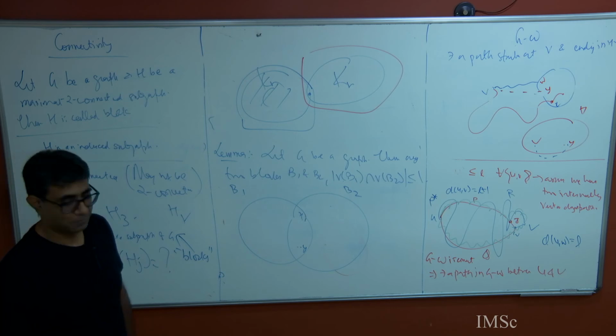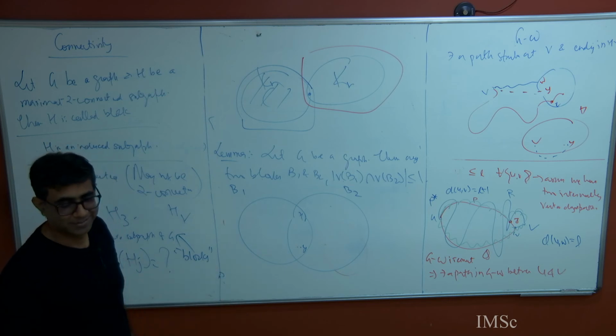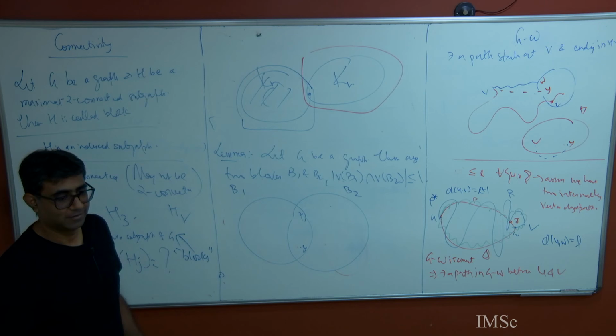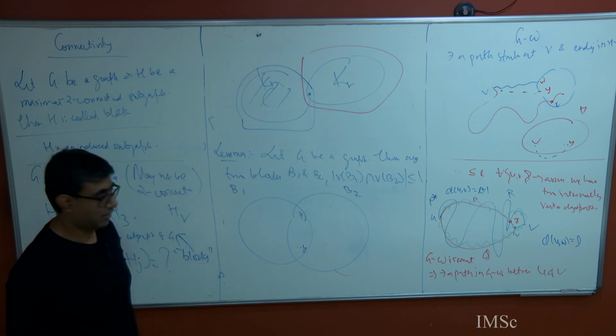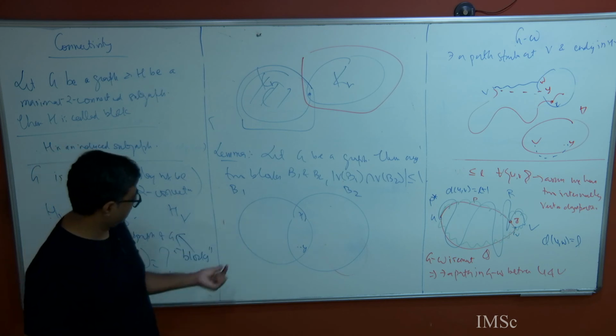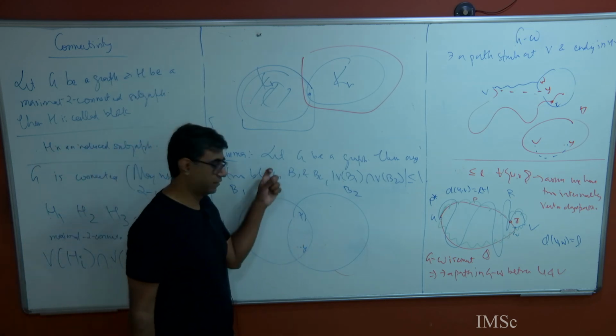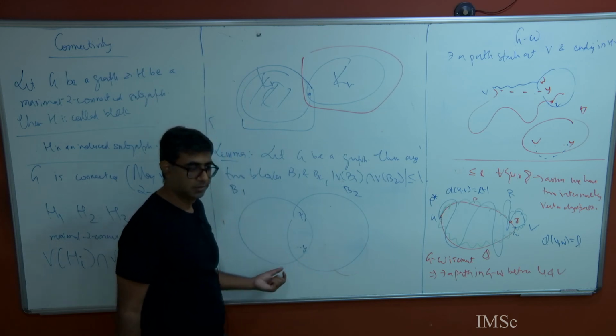If you want to make your life difficult, please make your life difficult. But there is a much easier way. You just have to look at B1 union B2, okay? Because then it will tell us that this is not maximal, we cannot extend it, right?